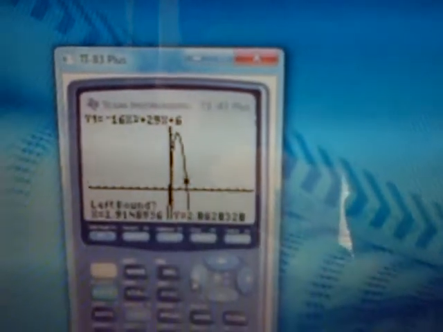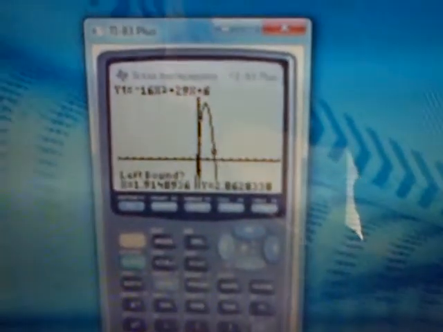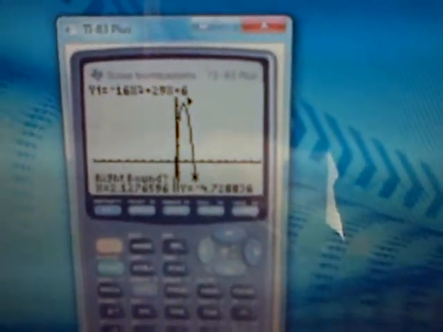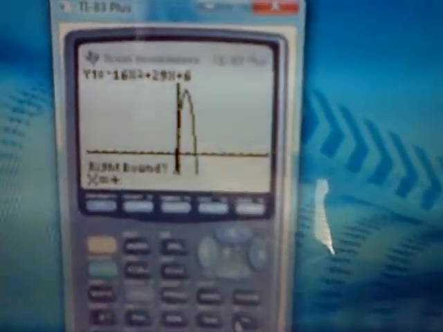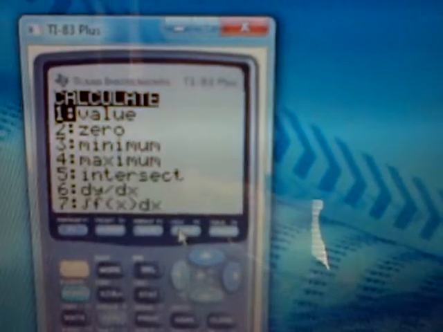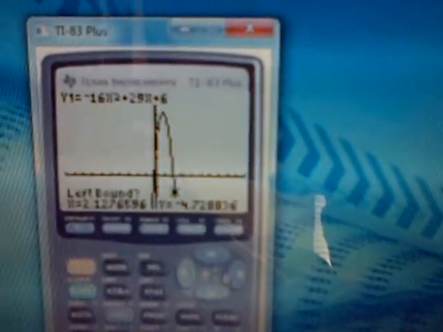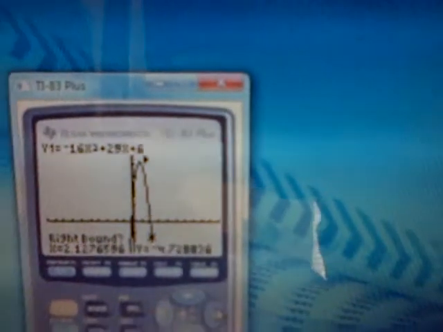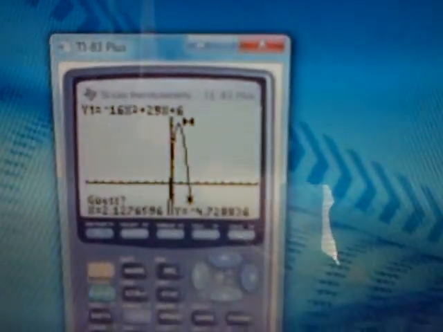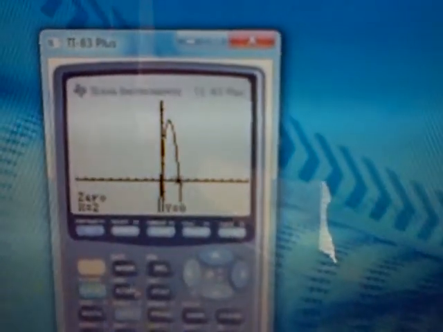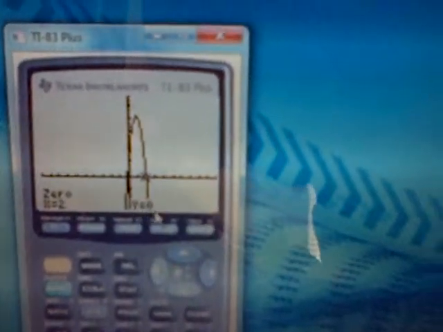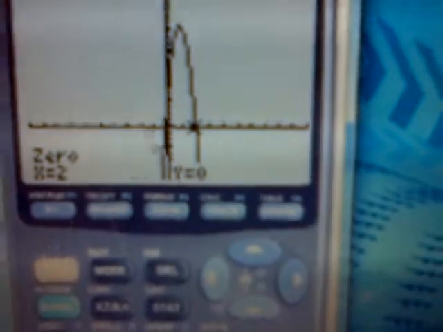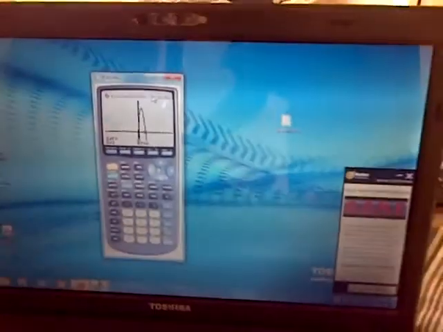So we want to scroll. Uh-oh, went too far. Left bound will be on top. So you hit enter. Right bound is underneath. Enter. Uh-oh, I made a mistake. I got to go back again. Number 2. Left bound is on top. Enter. Right bound. Enter. And hit enter again. When y equals 0, x is equal to 2. So that is 2 seconds. It takes 2 seconds for it to hit the ground.